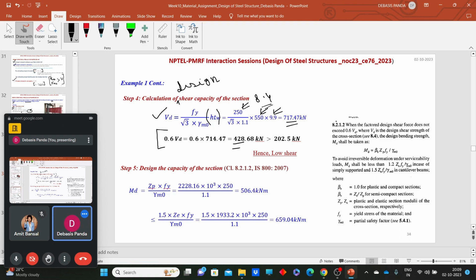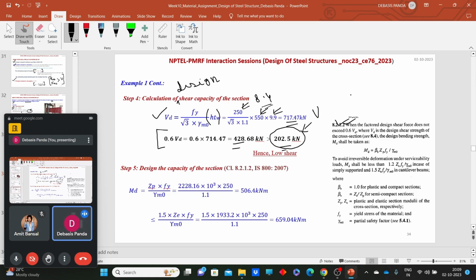Now here the code says that if the value is more than that design factored shear force which is acting on the beam, then it is subjected to low shear. So obviously 202.5, what is that? That is nothing but the maximum shear force, which is generated due to that load combination, dead load and live load combination. So here the section is subjected to low shear.